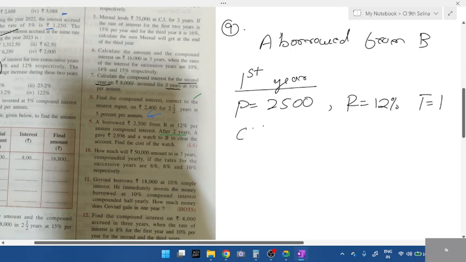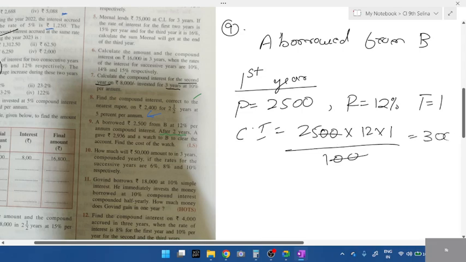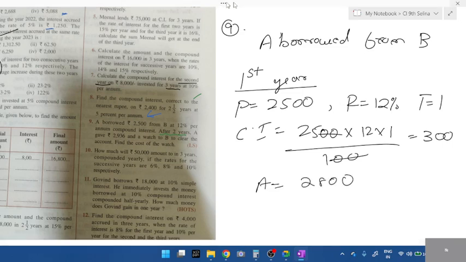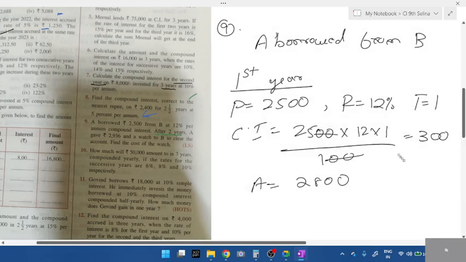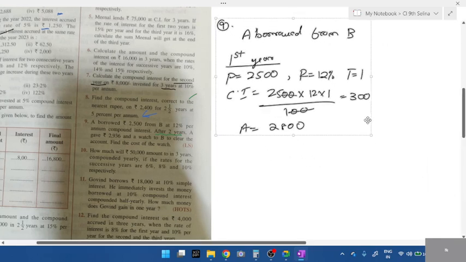What is compound interest for first year? 300. What is the amount? 2,500 plus 300 is 2,800. So A borrowed from B, students. And what did B pay after 2 years? B should pay the total amount, right? That is what we are calculating.